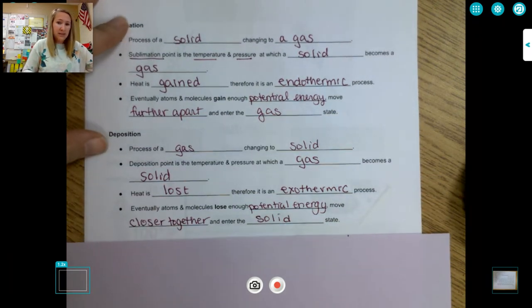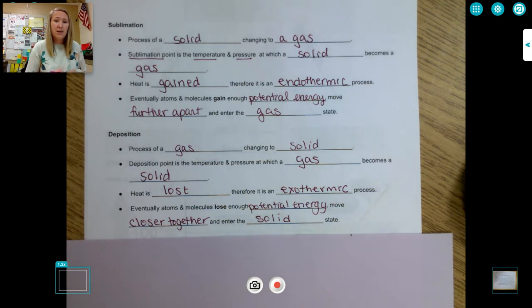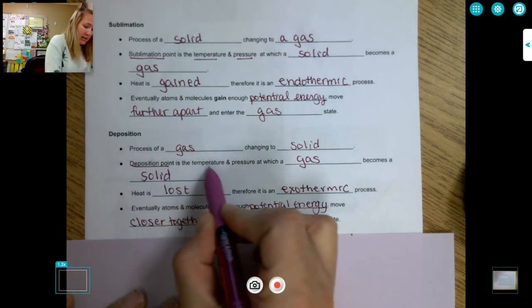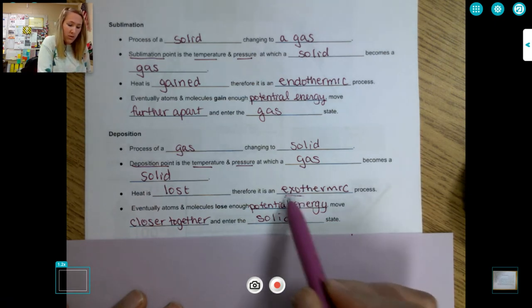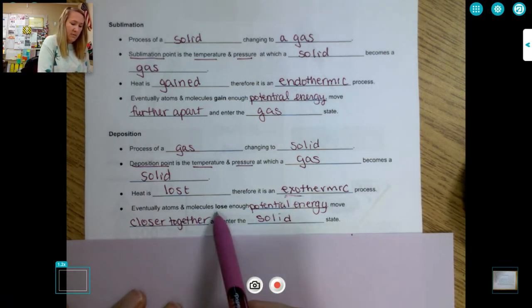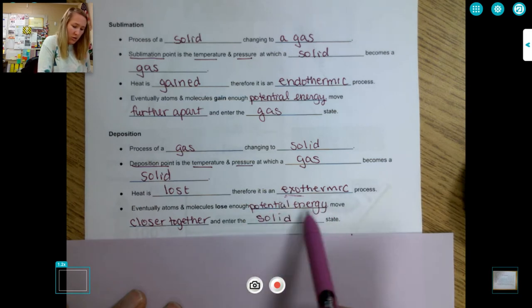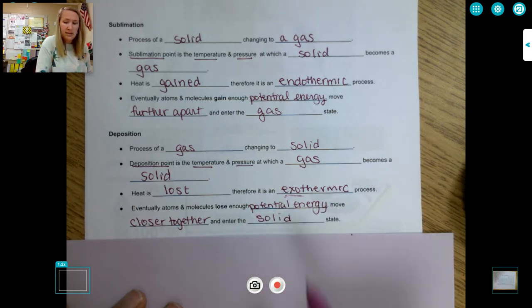Deposition is the opposite of sublimation. So now my process is going from a gas to a solid. The deposition point is the specific temperature and pressure at which a gas becomes a solid. Heat is lost, therefore it's exothermic. Eventually, atoms and molecules lose enough potential energy to move closer together and enter the solid state.